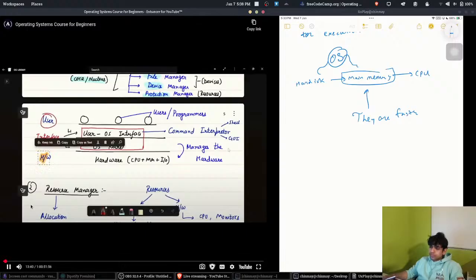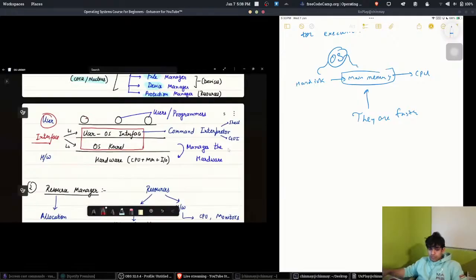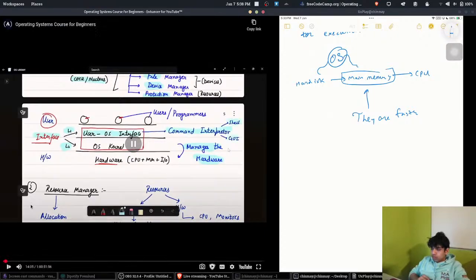This is our user, this is our hardware, and in between there is an interface. So these are the users I have symbolized in circle form, and at the bottom there is the hardware. So the operating system manages the hardware and acts as an interface. There are two levels of interface, level 1 and level 2. Level 1 is the user-OS interface, that is like a command interpreter which consists of shell or GUI. It can be either. So it's a user-OS interface that helps in communication between user and the OS.